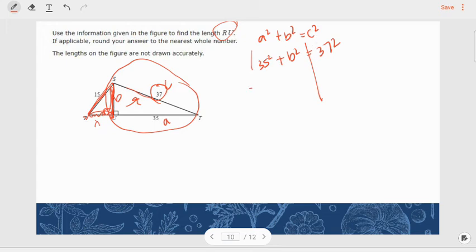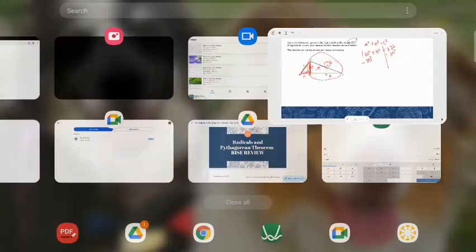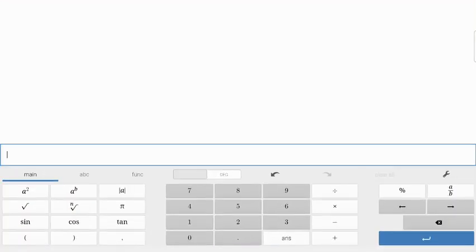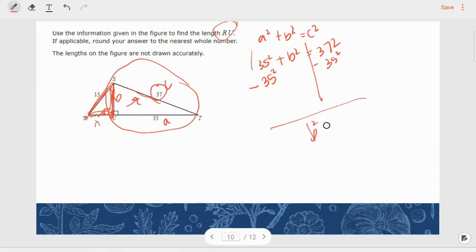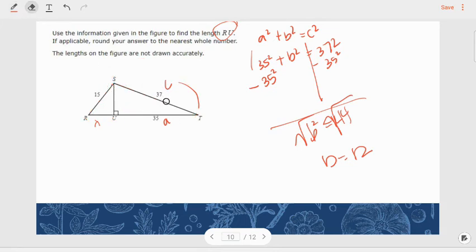One thing that might save me a step is you can subtract 35 squared as long as you type this all into your calculator. So 37 squared minus 35 squared. So 144. B squared equals 144. Square root of both sides gives me 12. So B, this tall length right here, is 12.